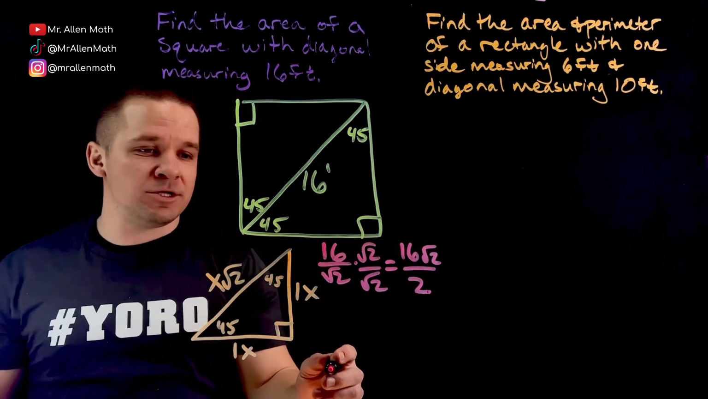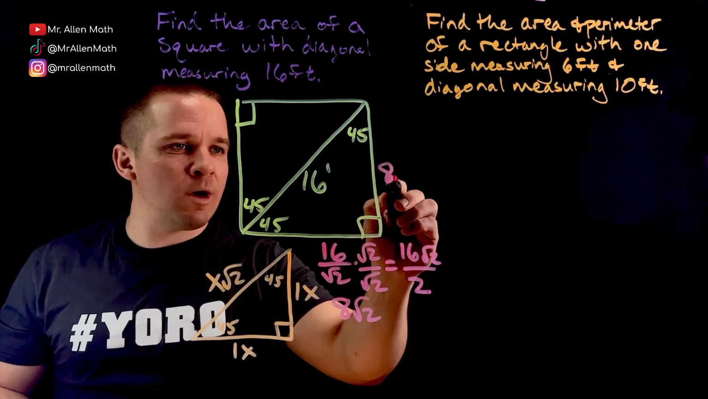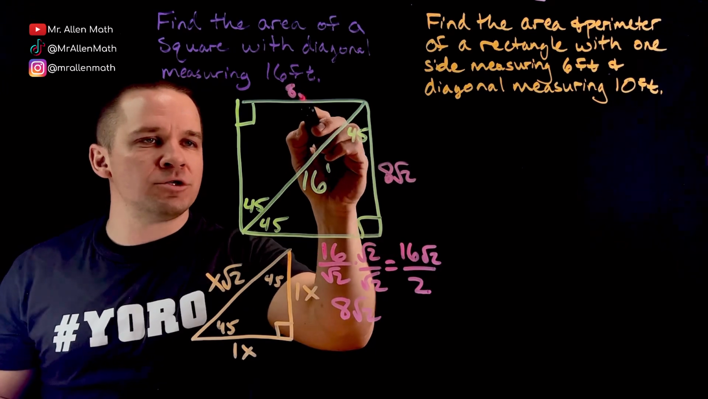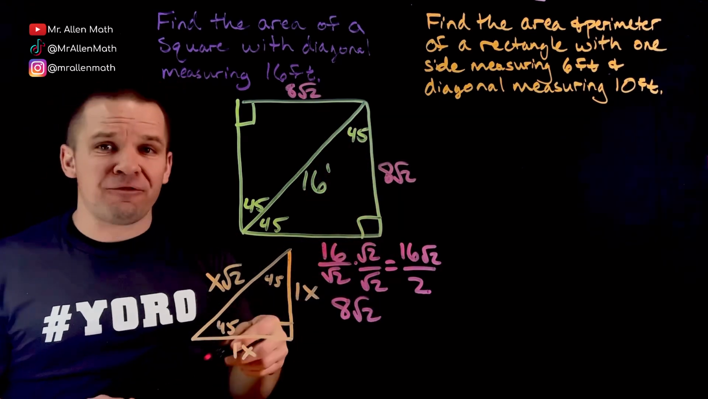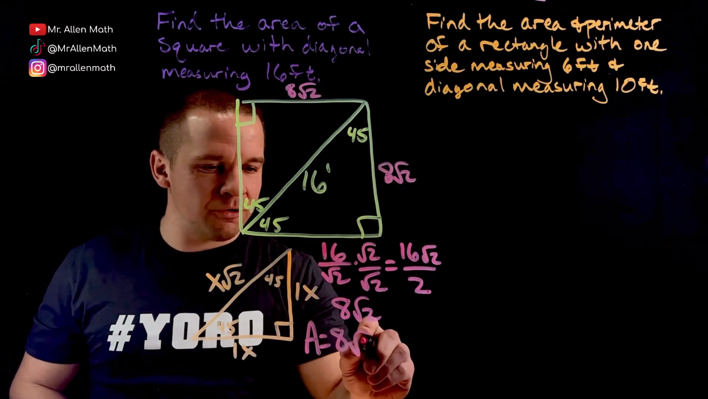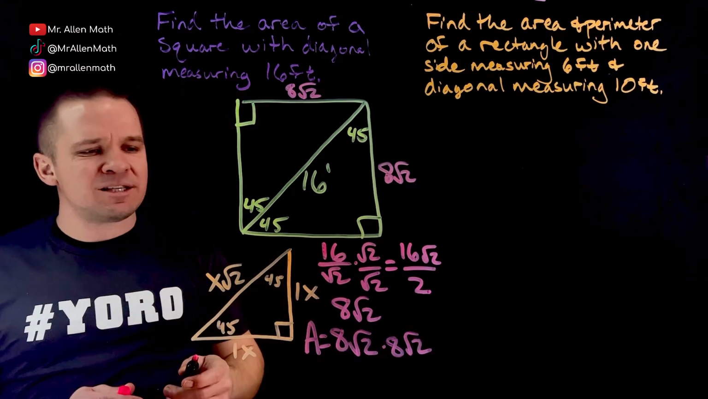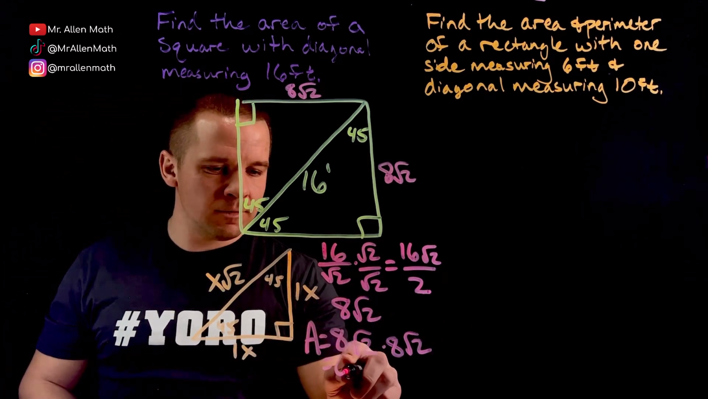What's 16 divided by 2? That is 8 root 2. So my sides of my square here are 8 root 2. All of them are 8 root 2s. How do I find my area of a square? Area is going to be my length times width, or side times side, or side squared, however you want to think of it for a square. Well, 8 times 8, that is 64.